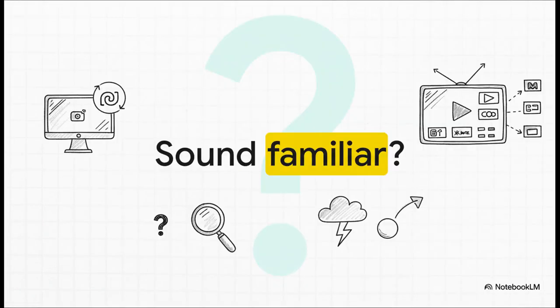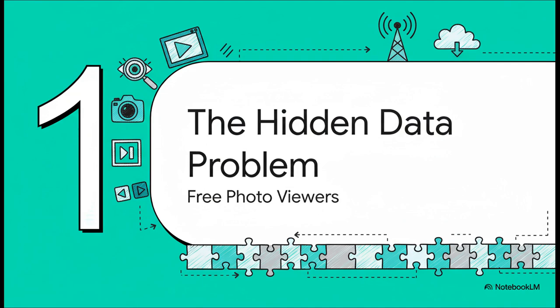You do all the work, you add all the important details, and then the default app just pretends like that information doesn't even exist. It's such a simple request, but the basic tools, they just can't handle it. So we're going to call this the hidden data problem. And the good news is, there is an entire world of incredible free software out there that's designed specifically to solve it. Let's take a look at some of the best free photo viewers that actually let you see everything.